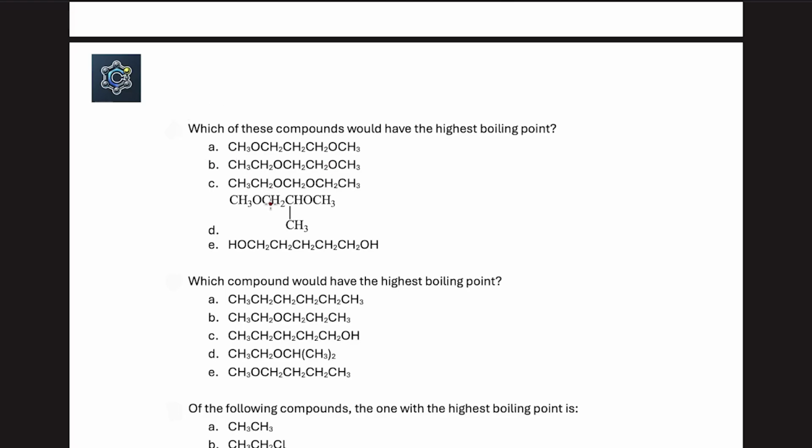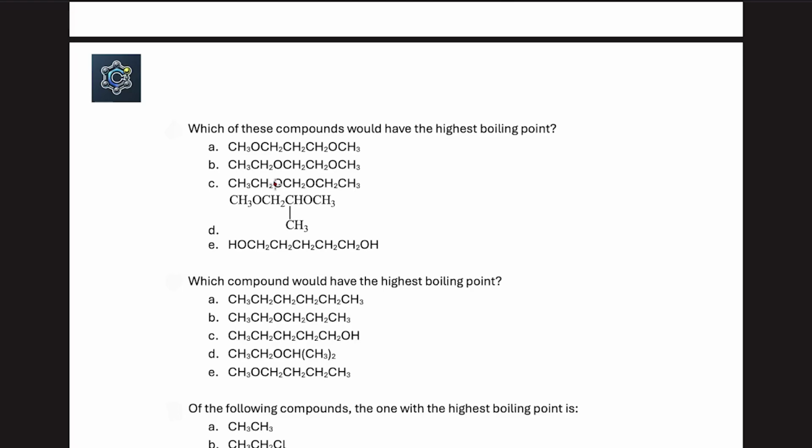In the next problem, we're asking which of these compounds would have the highest boiling point. I want you guys to realize that throughout this worksheet, a lot of the boiling point and melting point questions you'll be able to get away with just by really understanding your intermolecular forces. Again, you need to understand your intermolecular forces. If you don't, go back to Unit 1. I have a whole video on it. I feel like that's one of my favorite videos.